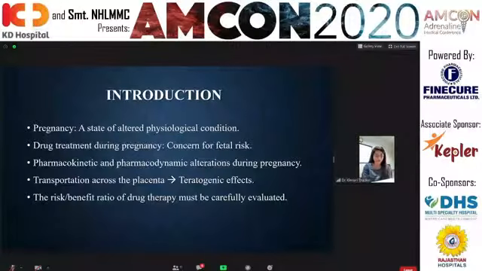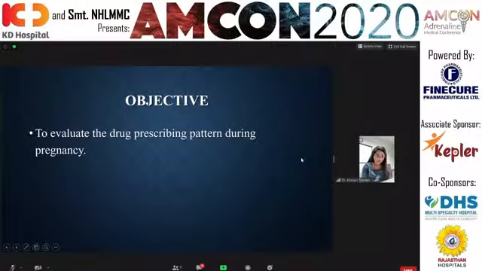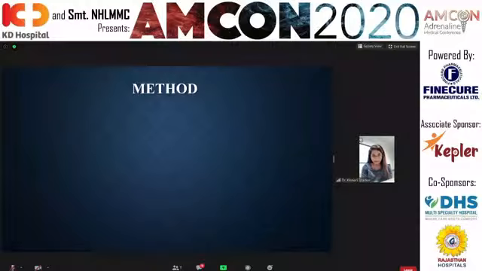This is due to the alterations in the pharmacokinetic and the pharmacodynamic properties during pregnancy. The transportation of the drugs across the placenta may cause teratogenic effects, and so the risk-benefit ratio of the drug therapy must be carefully evaluated. Next, please. So this brings us to the objective of this study, which was to evaluate the drug prescribing pattern during pregnancy. Next, please.